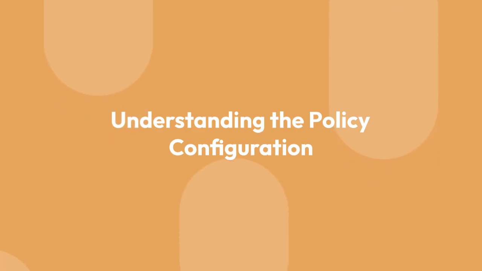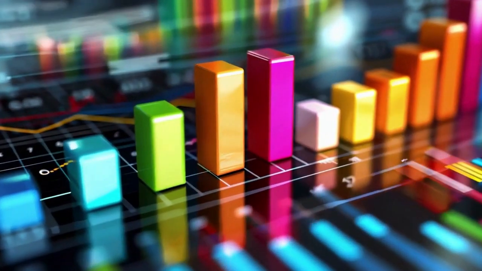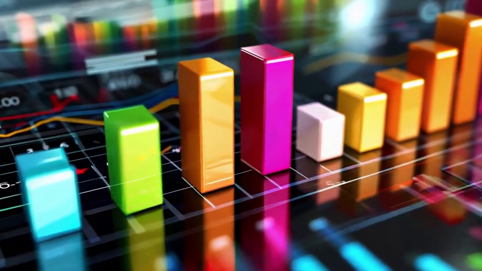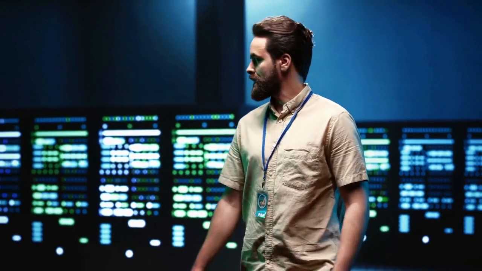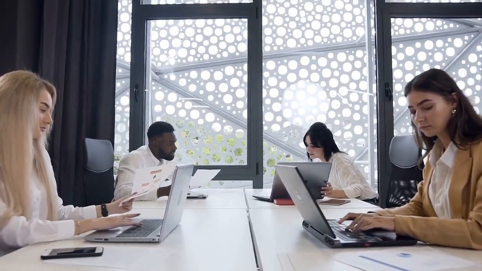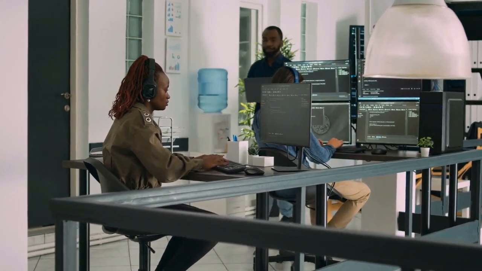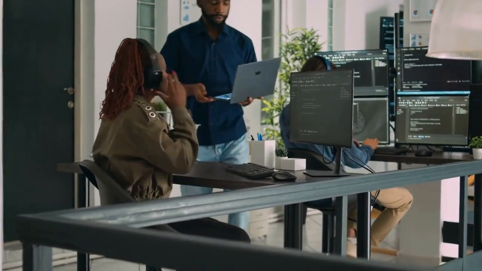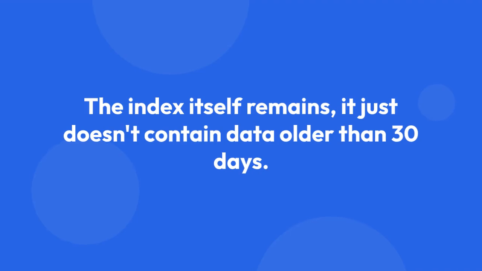3. Understanding the policy configuration. This JSON defines a policy named my-30-day-policy. The hot phase begins immediately, min age 0ms, and rolls over the index after 30 days, max age 30d. This rollover creates a new index. The delete phase starts after 30 days, min age 30d, and executes a delete action on documents older than 30 days in the previous index. Crucially, the index itself remains. It just doesn't contain data older than 30 days.